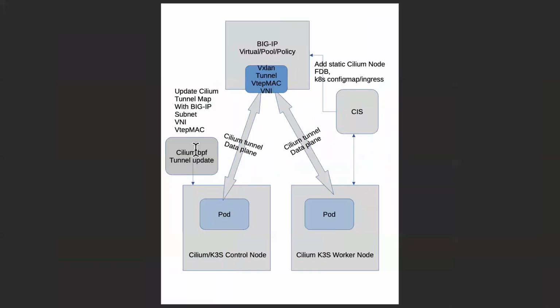So this is a diagram, which may look familiar if you watched my previous video. In this diagram, I have a BigIP here as a load balancer to load balance traffic through the Cilium tunnel to the pod. So this pod is in a K3S cluster. So K3S is the lightweight Kubernetes.